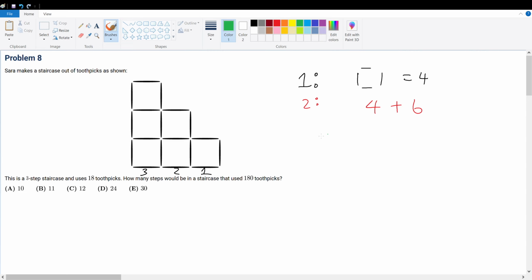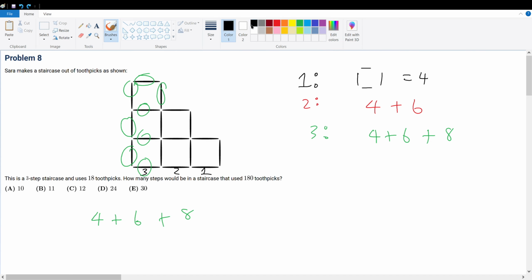What about layer 3? Well, layer 3 is 4 plus 6, the amount of toothpicks in layer 2, but we must add on 1, 2, 3, 4, 5, 6, 7, 8. We must add on 8 more. So now you see a progression here. That's very arithmetic. It's an arithmetic progression, right? It's 4 plus 6 plus 8 plus etc. And this sum gives us the number of toothpicks at each layer.